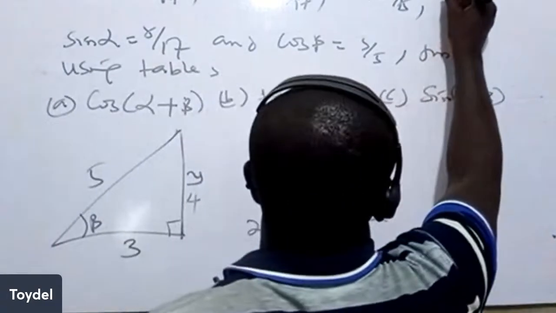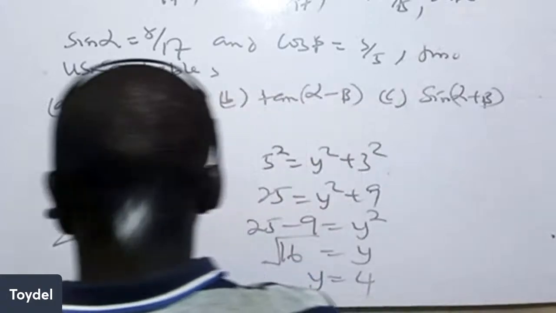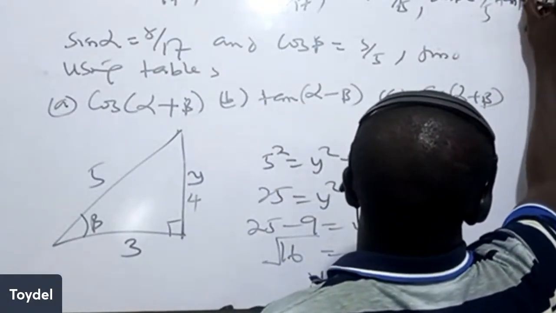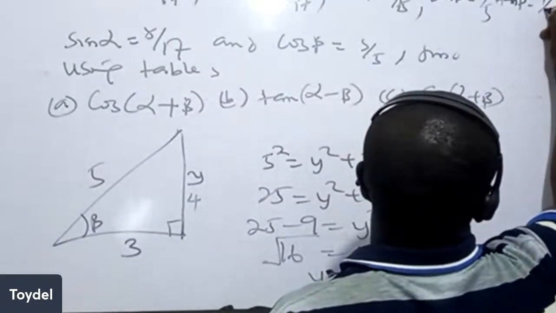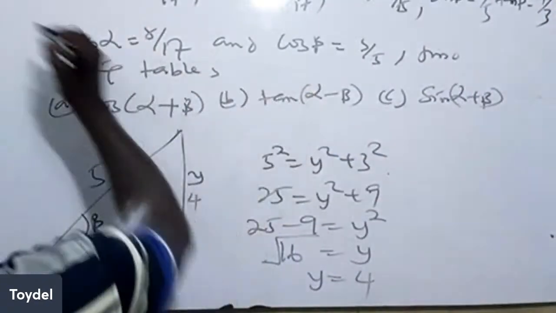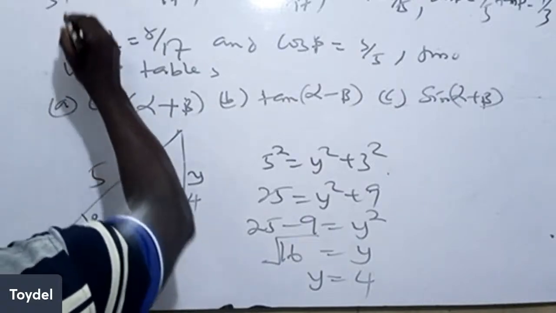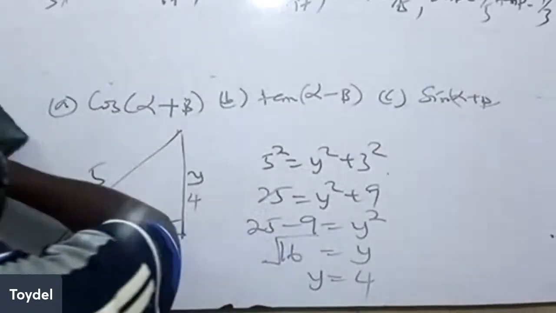So here I'm going to say sin beta now. Sin beta will be opposite over hypotenuse, 4 all over 5. Then tan beta will now be 4 over 3. Then we are given cos beta to be equal to 3 all over 5. So we have gotten the value of everything that we are required to find for the given problem.